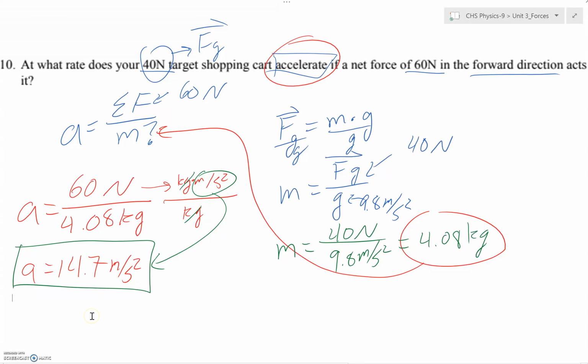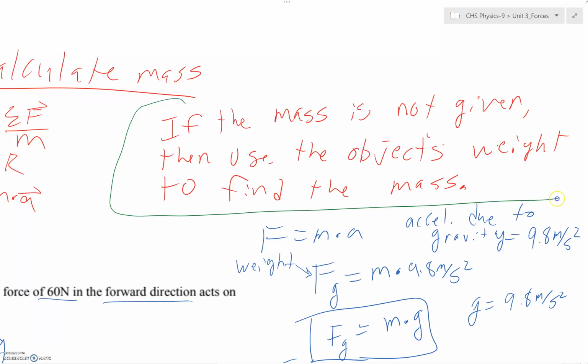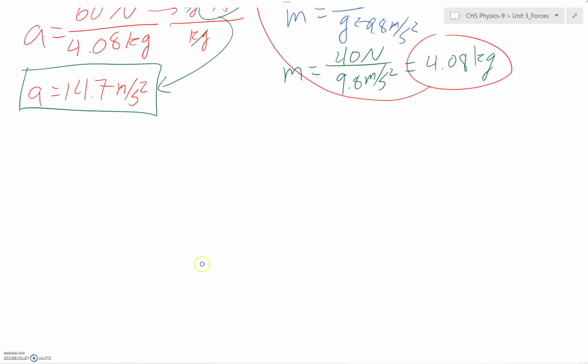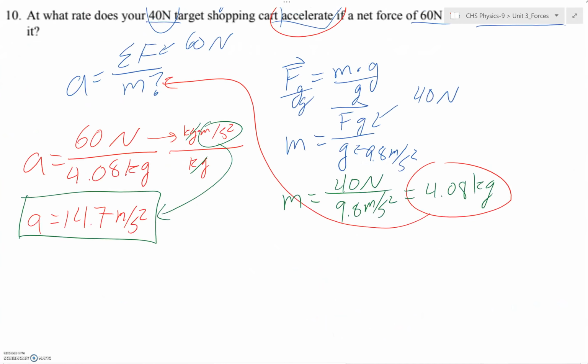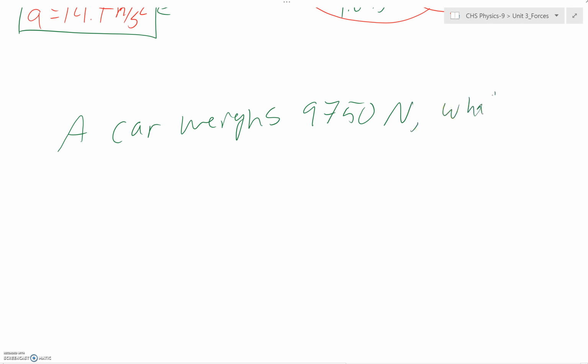Okay. All right. So again, to recap, if the mass is not given, use the object's weight to find the mass. What we did here is probably a good meets level question. Here would be a good basic level question. A car weighs 9,750 newtons. What is the mass?